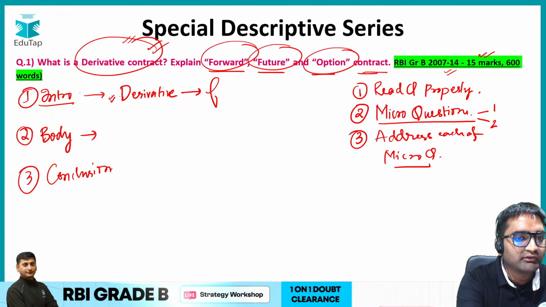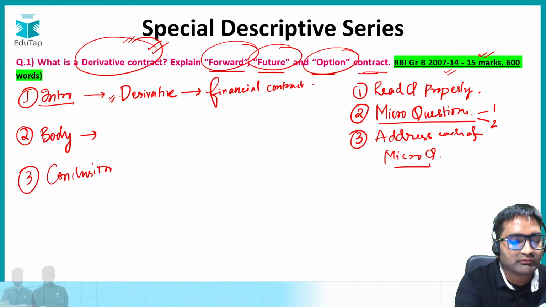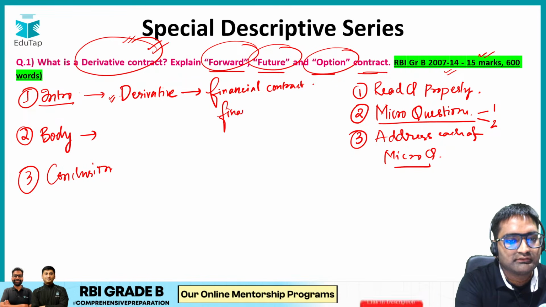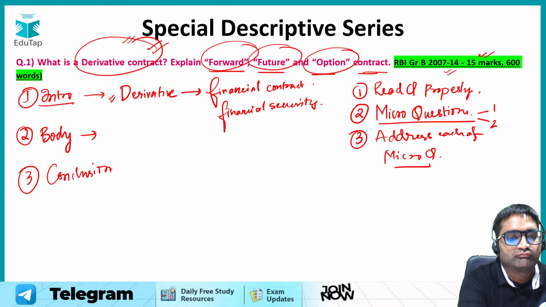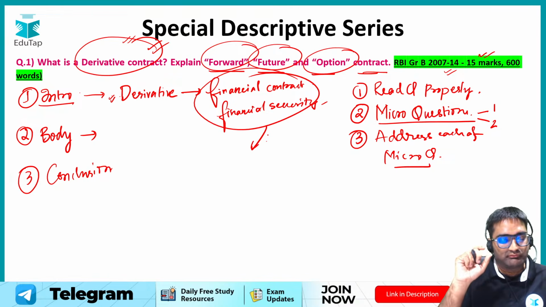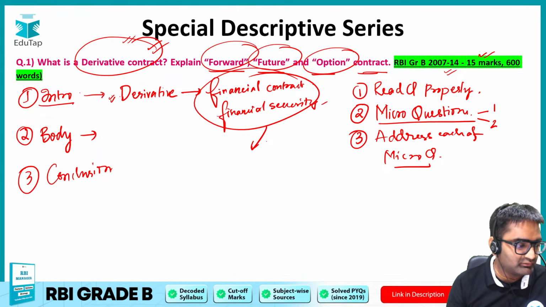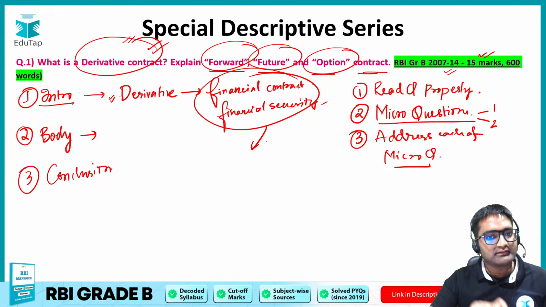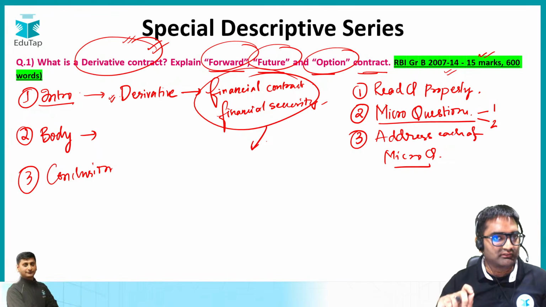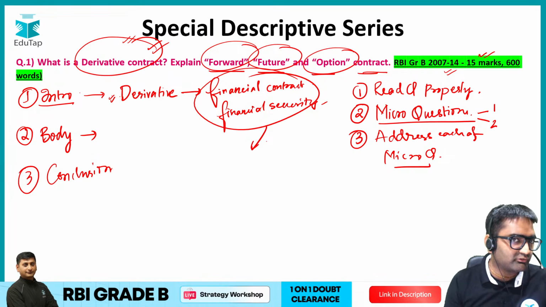So derivative, what can we say? You can call it a financial contract, you can call it a financial security. Okay, right, this is one thing for sure. In the definition you will write, now what is the main keyword that should be there over here? Can anyone tell me? It is a financial contract. It is a financial security. Okay, I agree with that. What is the main keyword that should definitely be there as far as a derivative contract is concerned?